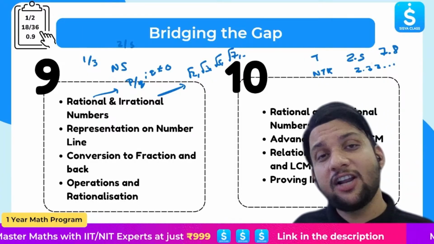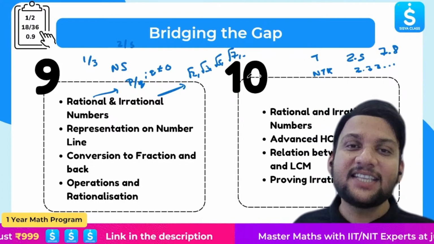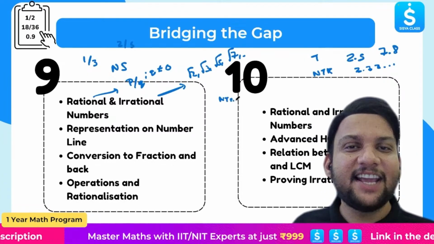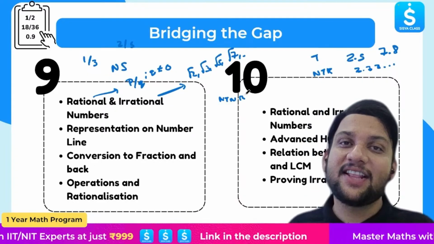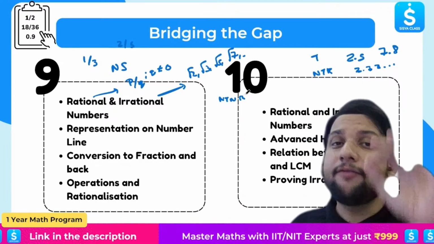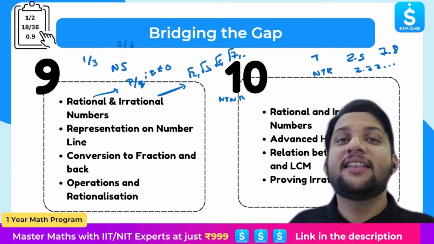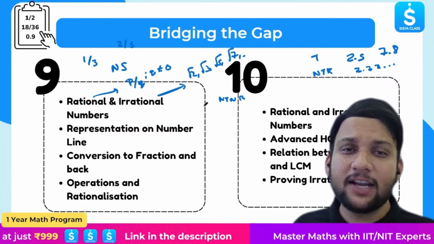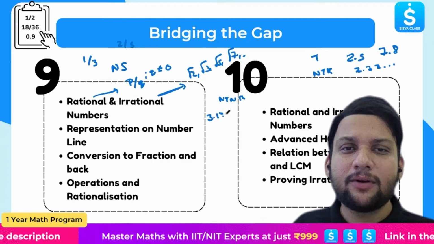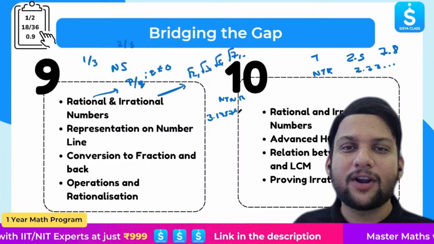If we talk about irrational numbers, what is their decimal expansion? It is NTNR, non-terminating, non-recurring. That means it will never terminate, but it will also not have any digit that keeps on recurring, repeating itself. For example, let's take 3.1457. I hope you know what I'm trying to say here.